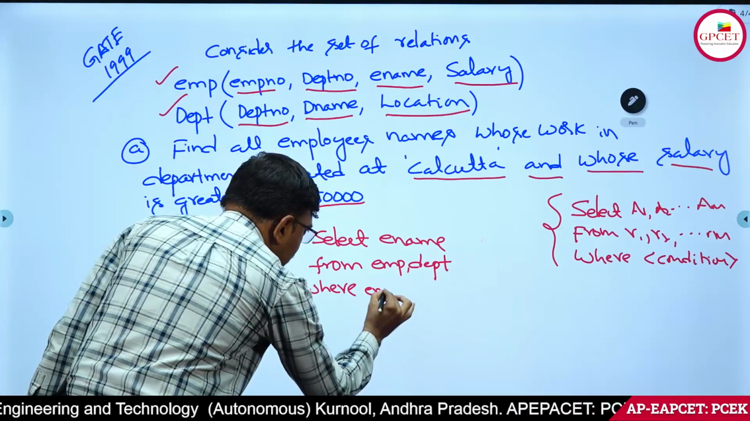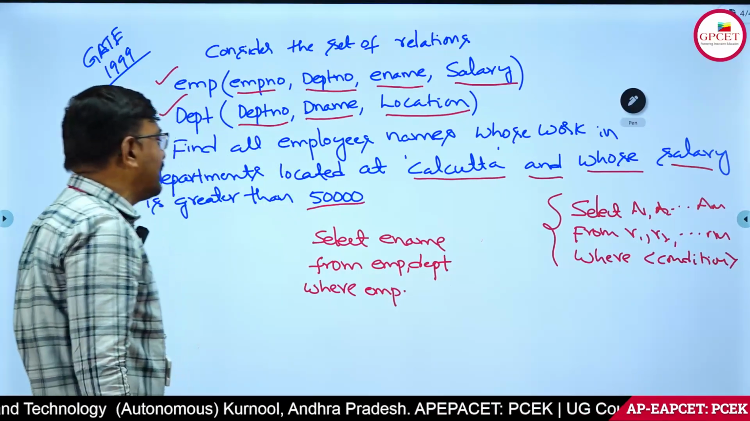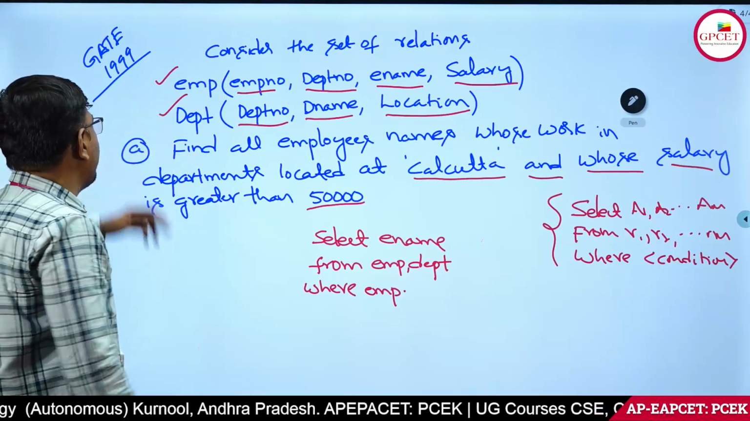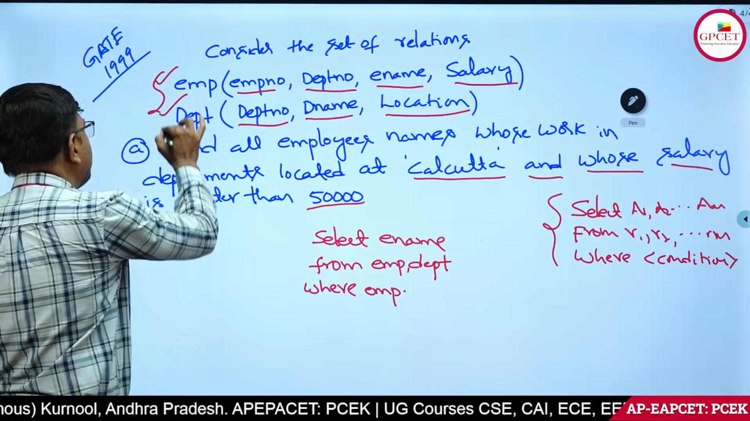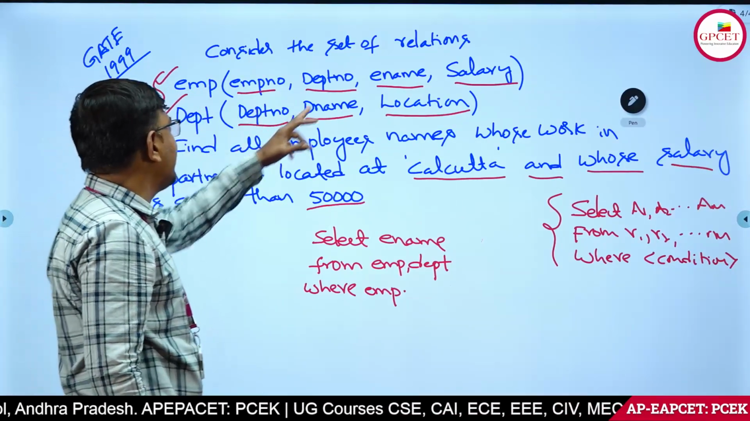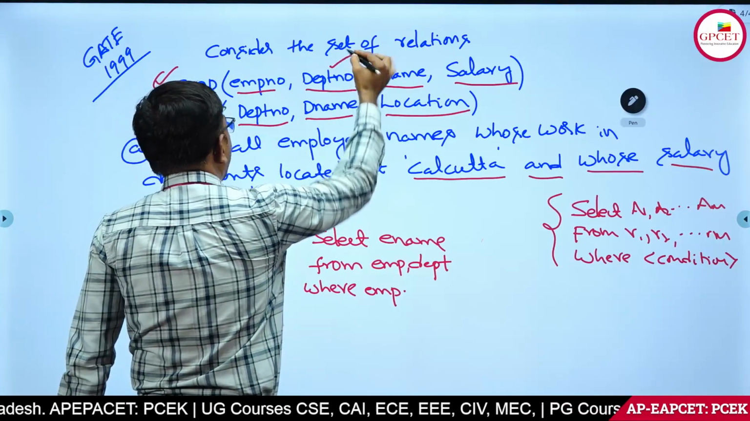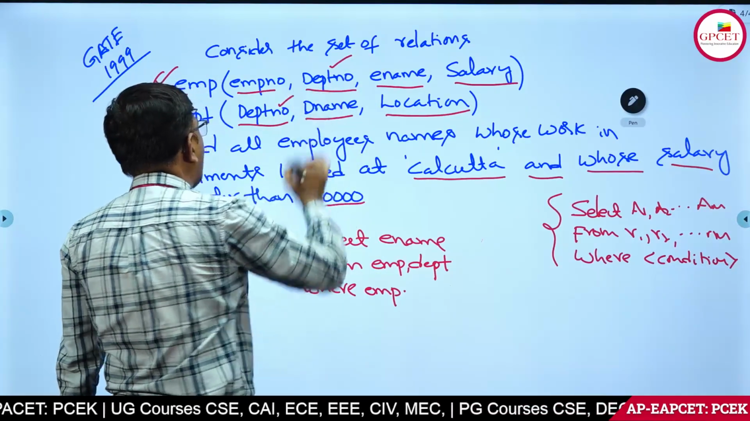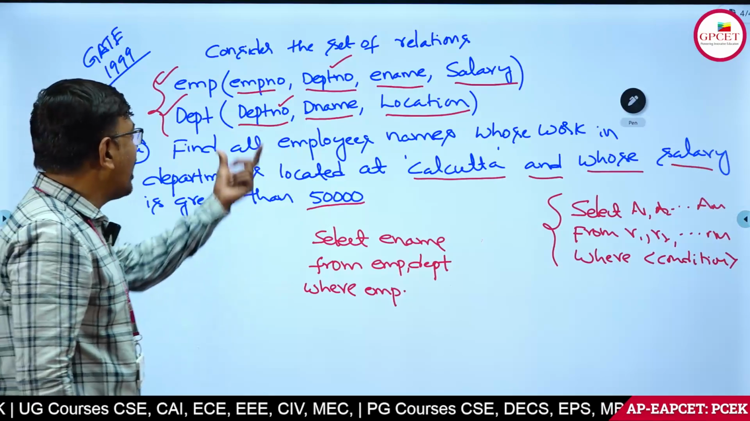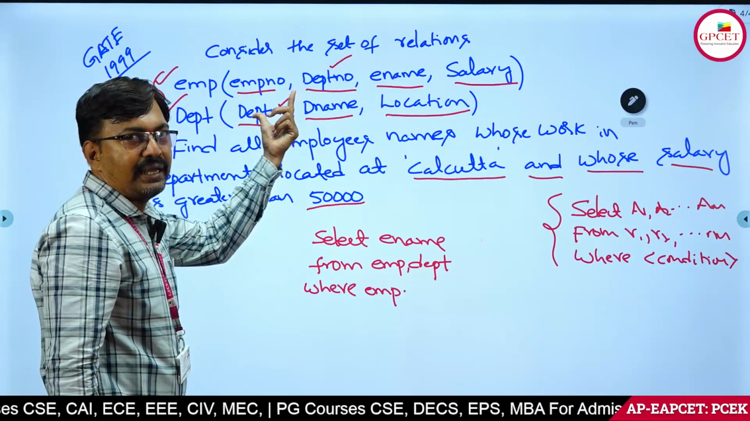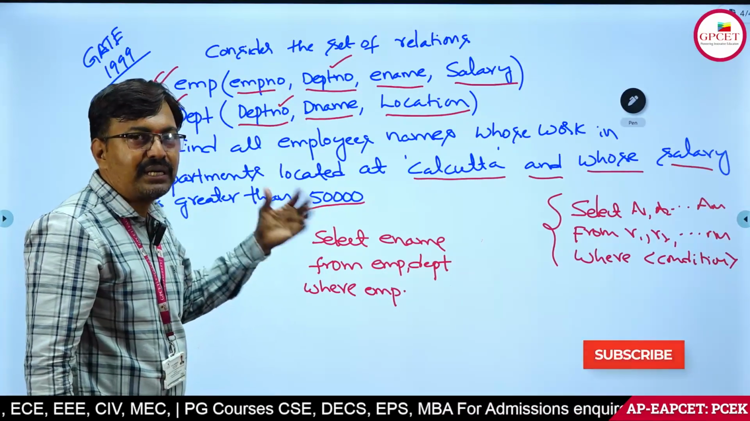In the WHERE clause, what are the common columns with common values? Observe here, this is the employee schema and then the department schema. What is common here? Department number in the employee table, and department number is also there in the department table. Those are the common columns. Common columns with common values is nothing but a join operation.